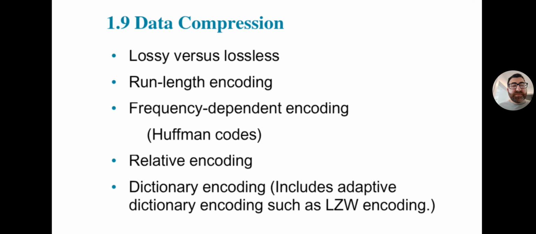So lossless compression is compression that doesn't lose any zeros and ones. It doesn't lose any data. The data quality is preserved. Whereas lossy compression loses some zeros and ones. The data quality is not preserved.